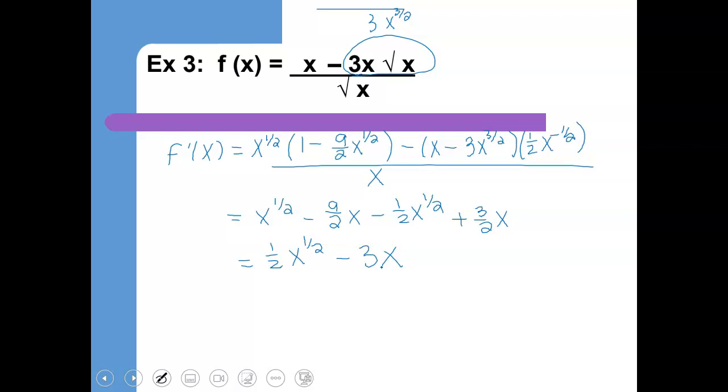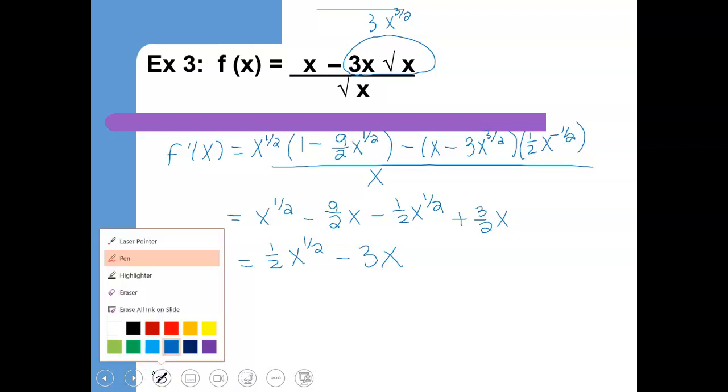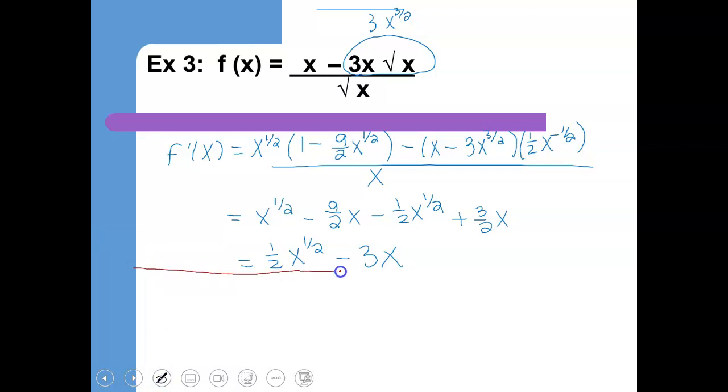We got 1/2 x minus 3x. If you had simplified from the beginning, you'd have had x over x to the 1/2 minus 3x to the 3/2 over x to the 1/2. So that again would have become x to the 1/2 minus 3x, because you take top minus bottom, so 1 minus 1/2 was 1/2, 3/2 minus 1/2 was 1.